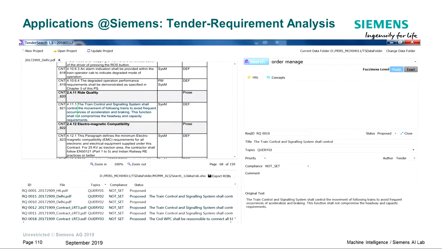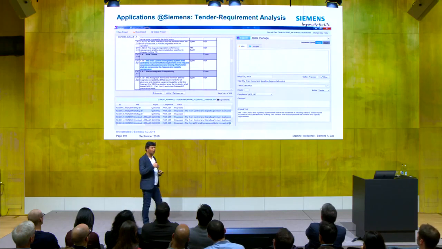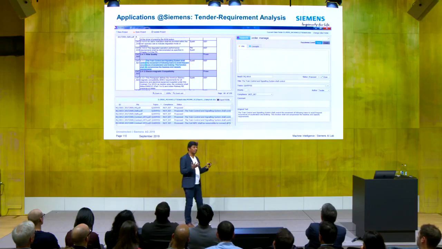At Siemens, what do we do? We talk a lot about research, but how do we apply it? At Siemens, we receive a lot of tenders, like tenders about building trains and railways. We have a set of requirements that look like this. Generally, a tender is 10,000 pages, and you have around 50,000 to 60,000 requirements.